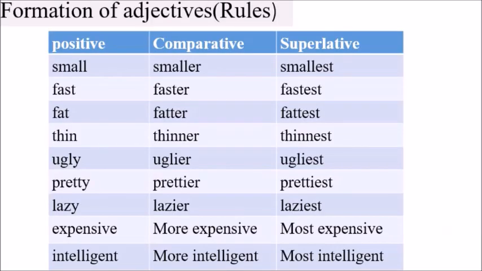Dear children, study this table. There are more examples of formation of adjectives and their rules. Small, smaller, smallest. Fast, faster, fastest. Fat, fatter, fattest. Thin, thinner, thinnest. Ugly, uglier, ugliest. Pretty, prettier, prettiest. Lazy, lazier, laziest. Expensive, more expensive, most expensive. Intelligent, more intelligent, most intelligent.